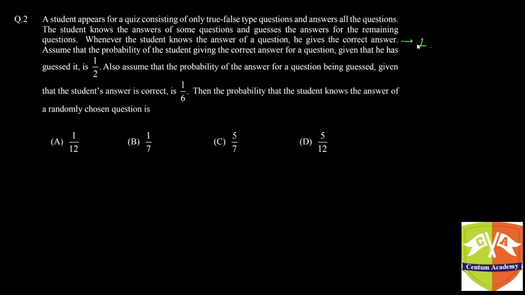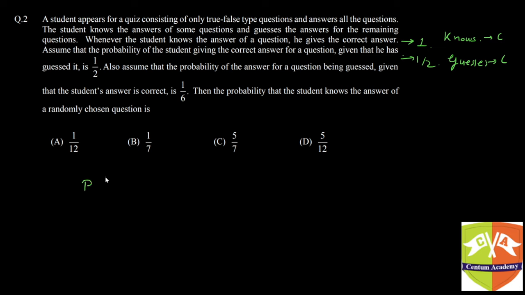So if he randomly marks true or false, then it's a 50% probability, which is logical also, of it being correct or incorrect. So in this case, the probability will be half. If he knows the answer, then it being correct, versus if he guesses the answer, then it being correct. All right. Also assume that the probability of the answer for a question being guessed, given that the student's answer is correct, is 1 by 6.